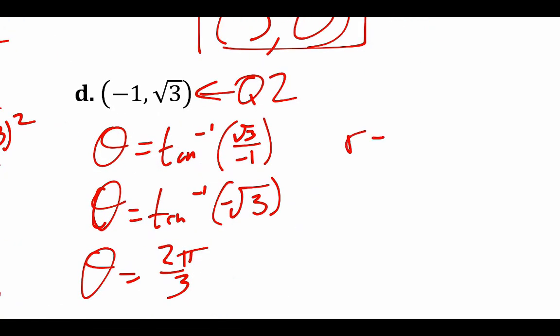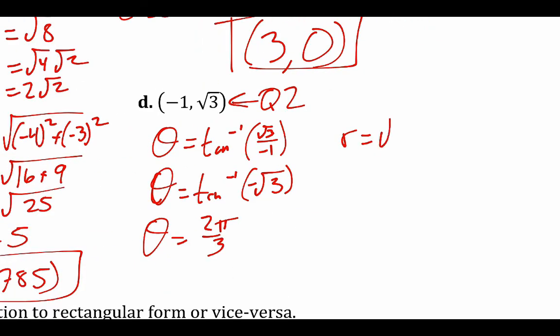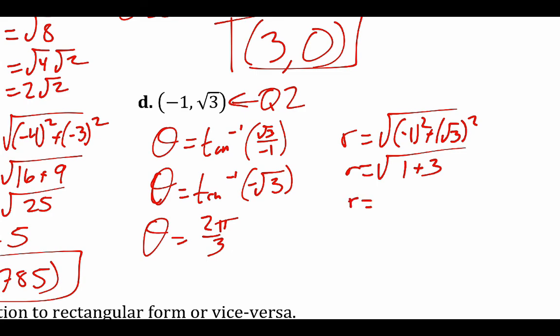Our r value, we got r equals the square root of our x value squared plus our y value squared. Negative 1 squared is positive 1. Square root of 3 squared is 3. So we got r equals the square root of 1 plus 3, or r equals the square root of 4. So we get r equals 2. So we got the coordinate (2, 2 pi over 3).